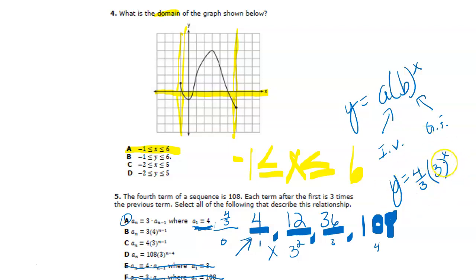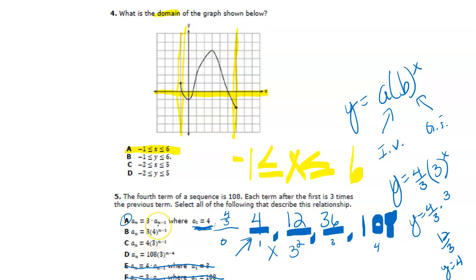Now that I have my exponential function, remember that we're just going to plug in 1. Okay, so if I plug in 1, I'm going to have y equals 4/3 times 3 to the first power, which is 3. So 4 times 3 is 12 over 3. So y equals 4, which makes sense because my first term is 4. So now we're going to do the same thing and see if we get 4 over here.